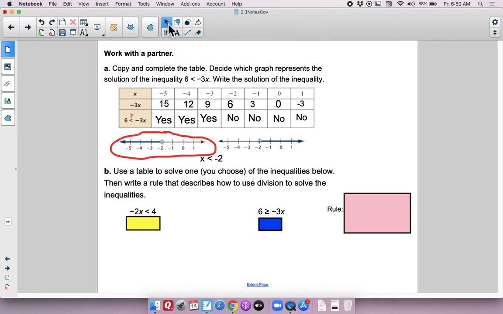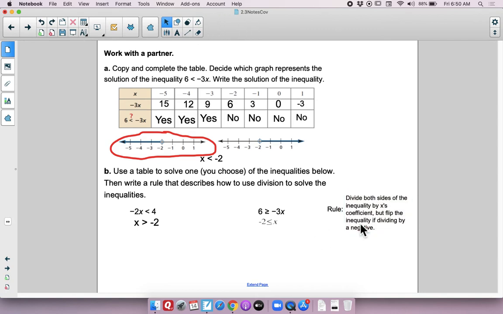Do those, and then let's come up with the rule. Now be careful here. Hopefully you got x is greater than negative 2, and negative 2 is less than or equal to x. What's the rule? If you divide both sides of the inequality by x's coefficient, you have to flip the inequality when dividing by a negative, right?